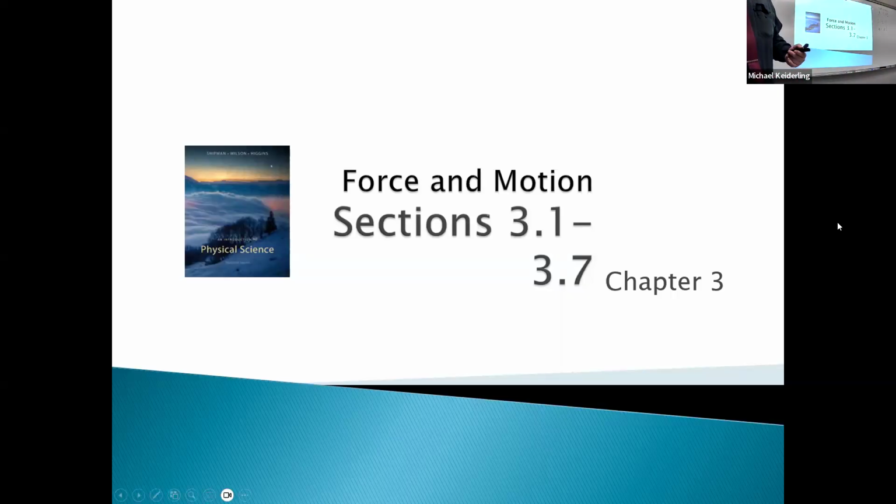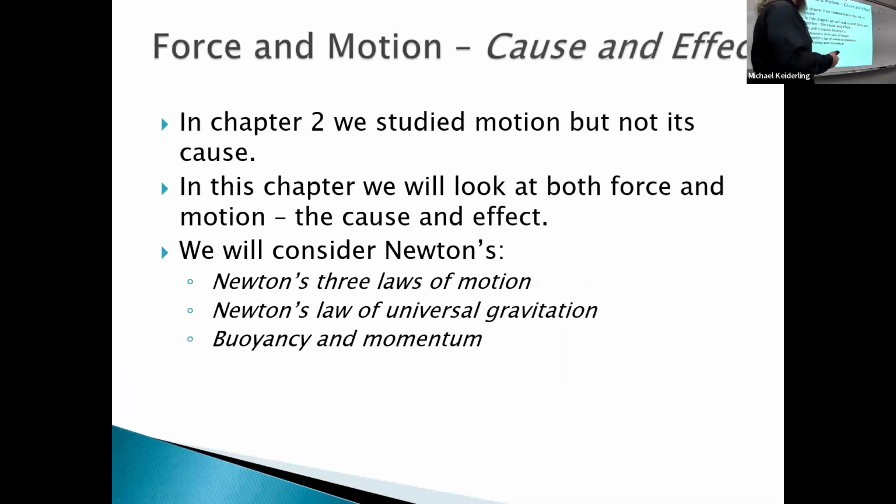So we discussed how to describe motion, velocity, acceleration. Those are descriptions of motion. It's called kinematics. We want the technical term. Now we're moving into what's known as dynamics. We're discussing the cause of motion. So in chapter 2, we studied motion, but not its cause. Here we're going to look at both the cause, force, and the effect, motion.